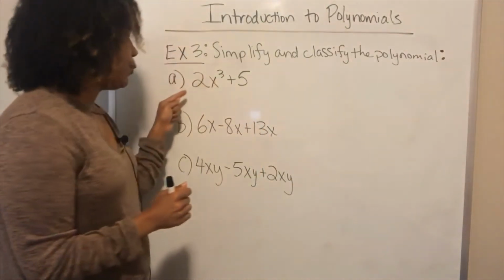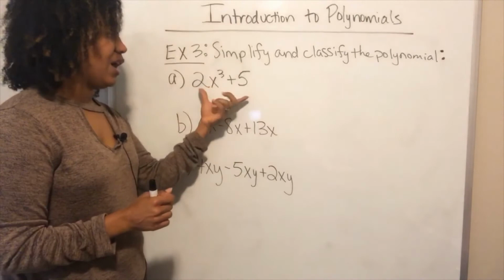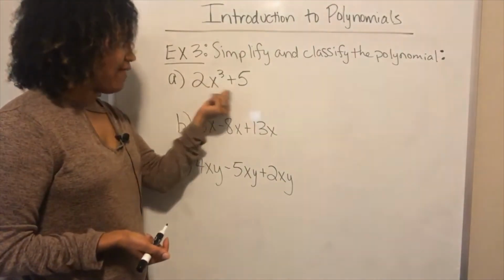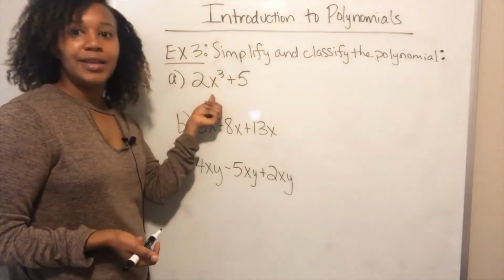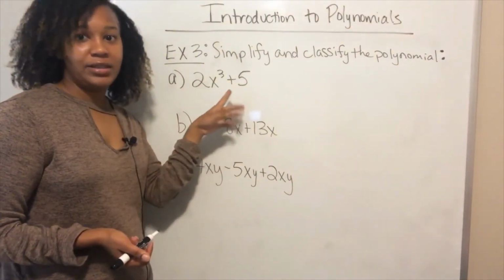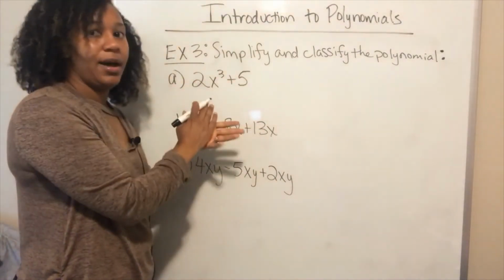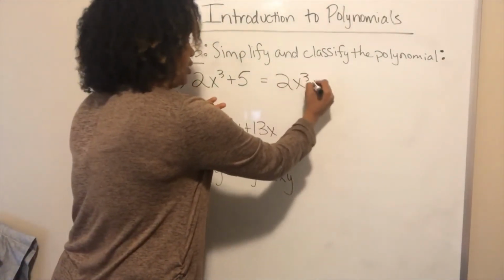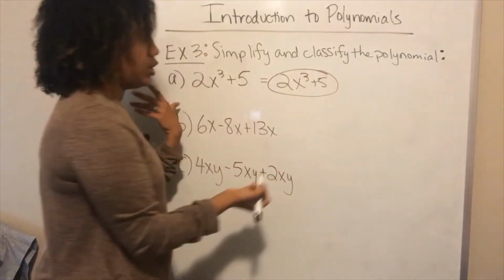So if we start with part A, 2x to the third plus 5. You will simplify by combining any like terms. But do we have any like terms here? This has an x to the third, but this one does not have an x to the third. So these cannot be combined. So this cannot be simplified, or that is the simplified version of the polynomial. It's just 2x to the third plus 5.